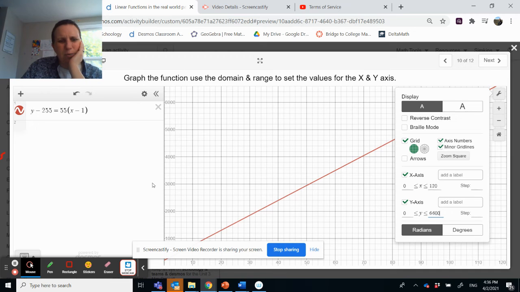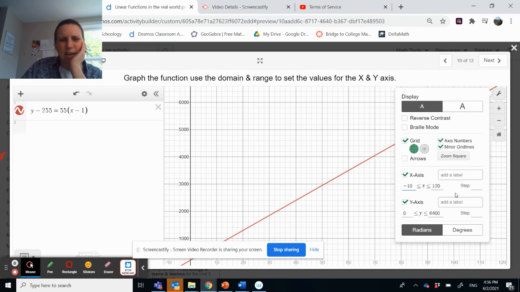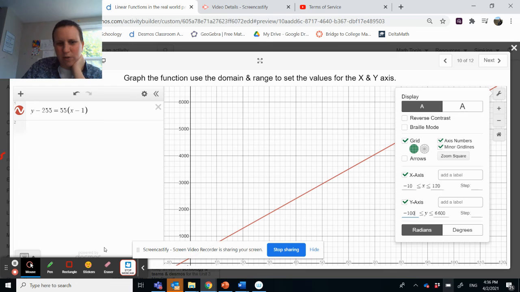Notice how the 0 is right over here against the edge of the screen. That bothers me. So I'm actually going to make this one -10 so that I can actually see the x-axis or the y-axis, and I can see those numbers a little better. And then I'm going to do the same thing with a y here so I can actually see that bottom line. Make that -100. So now I can actually see this bottom line.